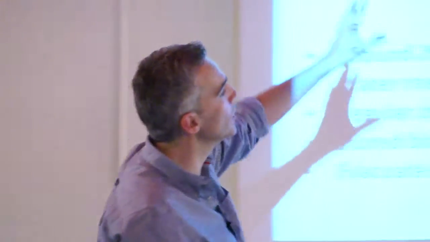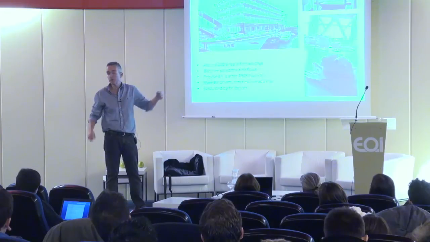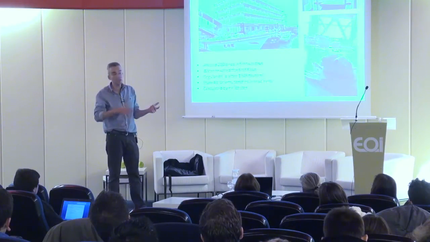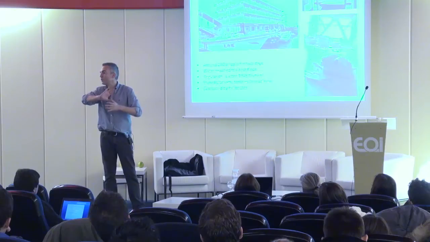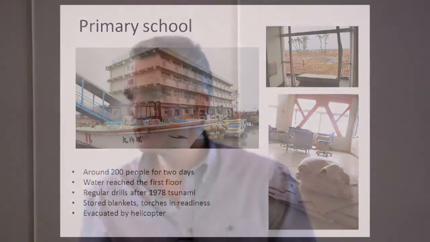And this was an evacuation point. So about 200-300 people came to the school because it was a strong building. There were already stores in there. There was food and water and clothes and blankets ready for when the tsunami comes. Because people remember there was a very bad one in 1978, a long time ago. But people practice every few months what to do to be ready. If there's a tsunami warning, you go to that school. Now, some of the people who didn't go to that school died. But those who went to that school all survived.